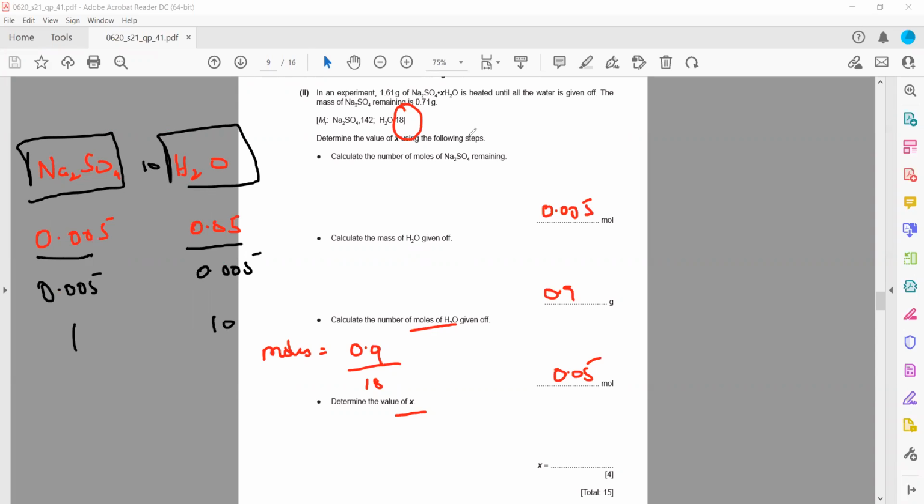So the ratio between sodium sulfate and water is 1:10. The formula was Na2SO4.XH2O, which means how many water molecules are combined with sodium sulfate. When we work out the ratio, it is 1:10. So what should be the value of X? The value of X should be 10. Is it clear?